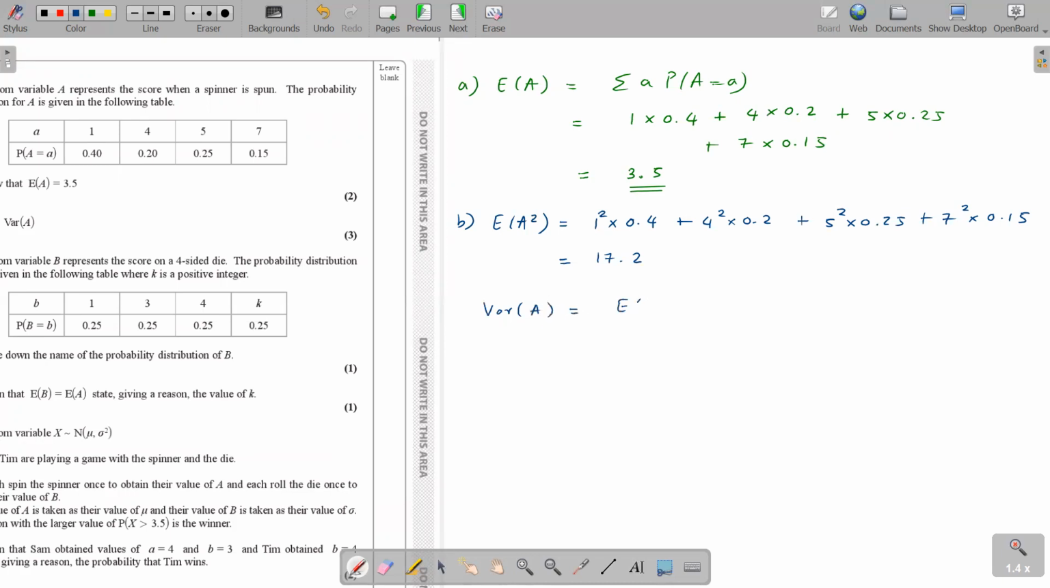So we'll get the variance of A. Variance of A is E(A²) minus (E(A))². So E(A²) is 17.2 minus the expected value of A, 3.5, whole thing squared. How much is the variance of A? 4.95. Okay, so this is the answer for part B. Are you clear?